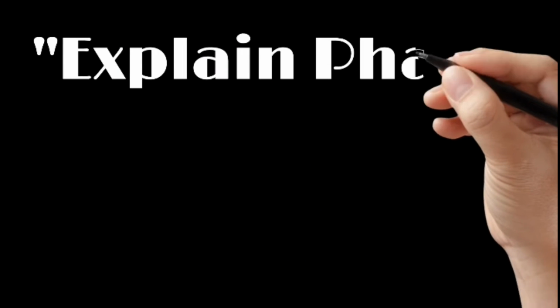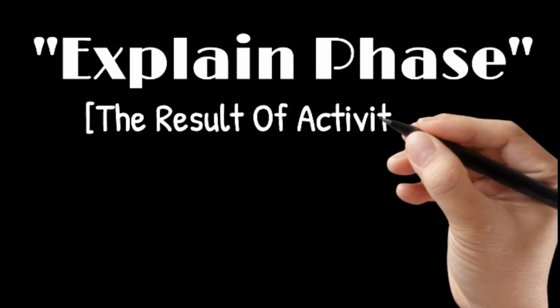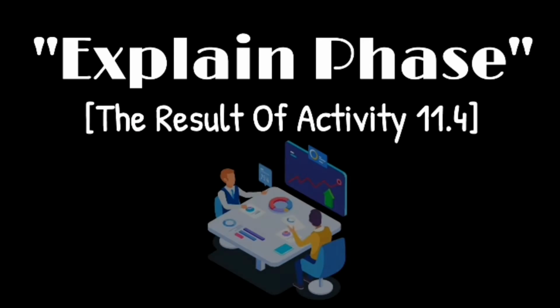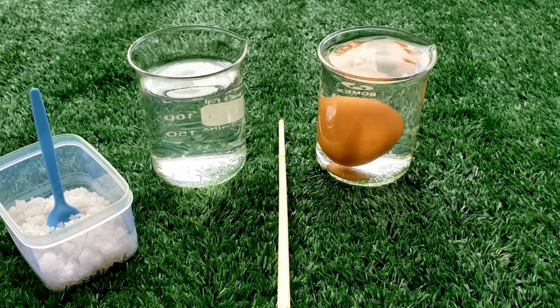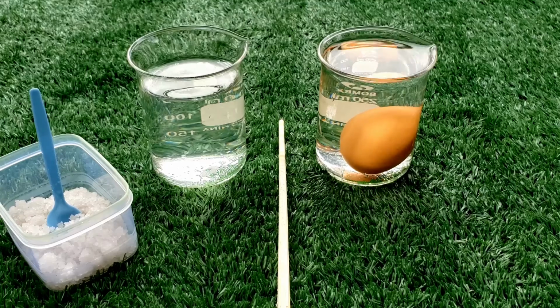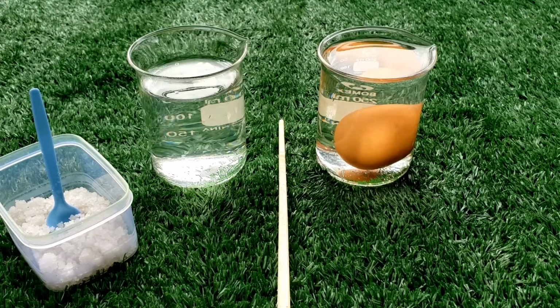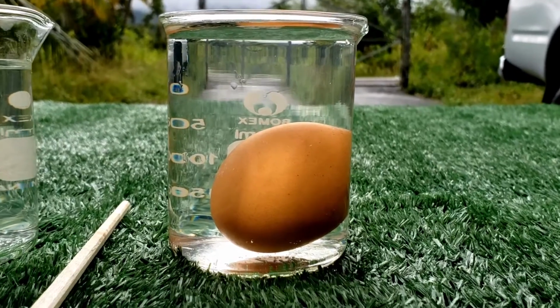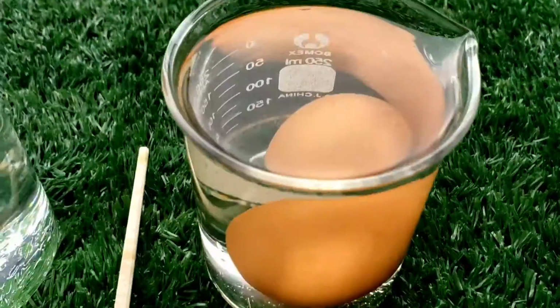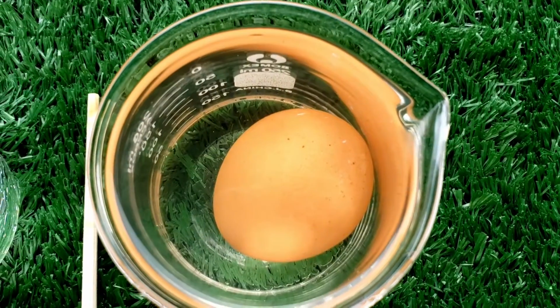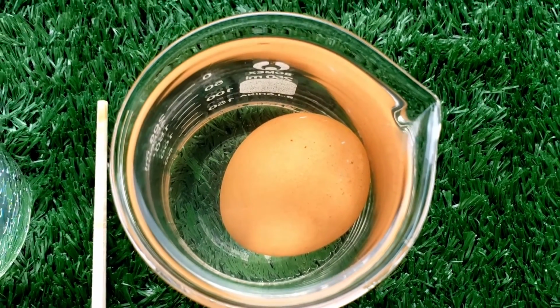This is the result for activity 11.4, Explain phase. Here we go. After we put the egg into the water, we realize that the egg sinks in the water. What caused the egg to sink in the water? Can we float it up? Do we have the same observation like this?